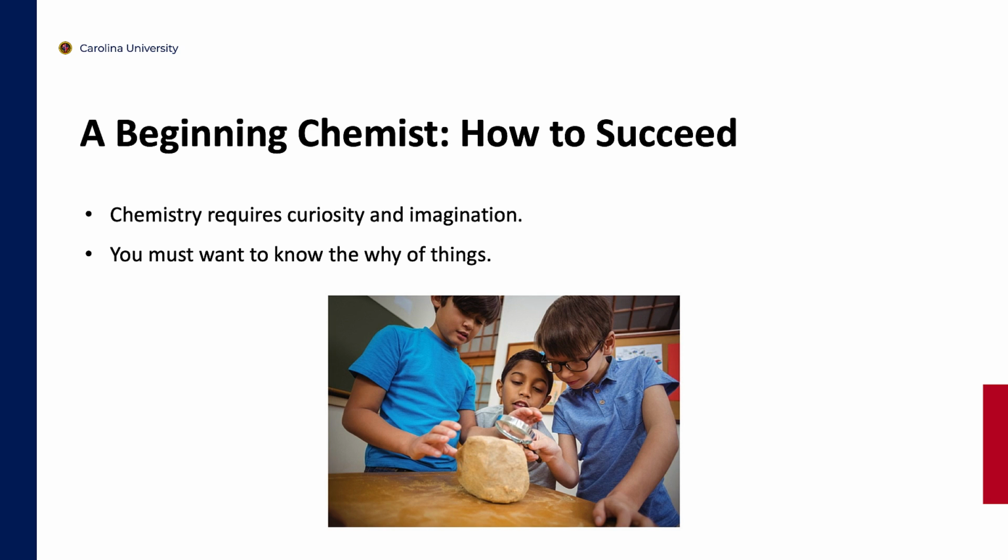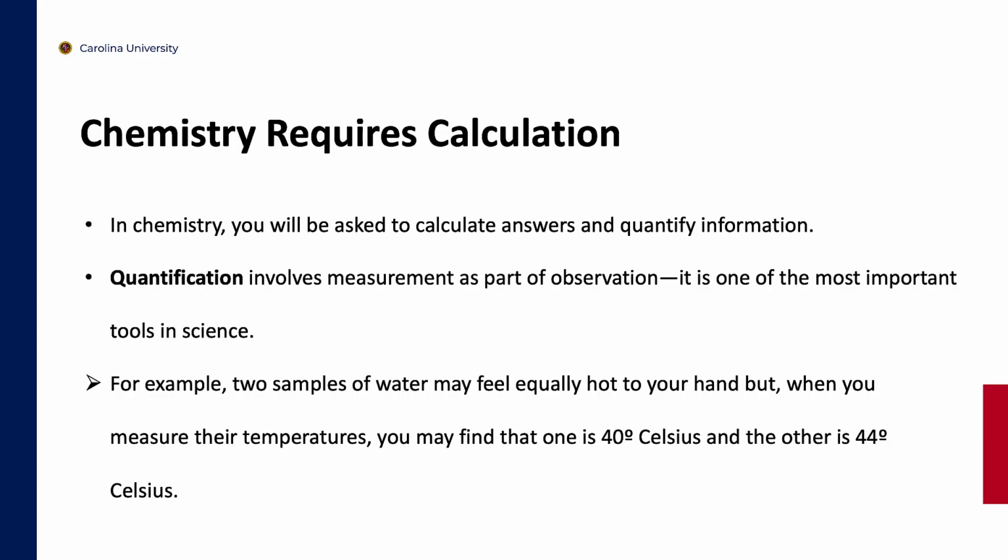Chemistry also requires you to do calculations. You will be asked to calculate your answers and quantify information. Quantification involves measurement as part of the observation. It is one of the most important tools in science. For example, two samples of water may feel equally hot to your hand, but when you measure their temperatures, you may find that one is 40 degrees Celsius and the other one is 44 degrees Celsius. It also requires you to do your work regularly and carefully. If you do, you will succeed.